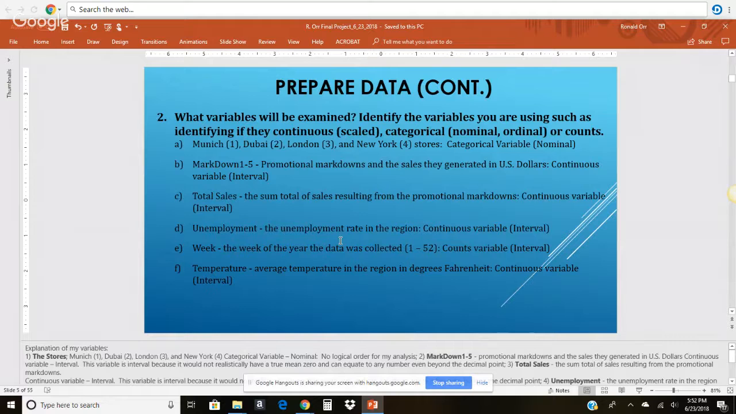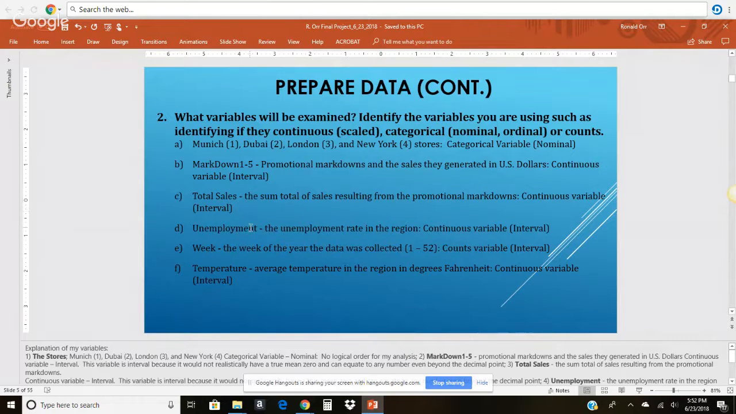The variables I chose to examine were Munich, Dubai, London, and New York stores, and that's a categorical variable. Markdowns 1 through 5, that's 5 different promotional markdowns, and the sales they generated in US dollars. That is a continuous variable. It's an interval. And then, of course, total sales, the sum of all the sales resulting from these markdowns.